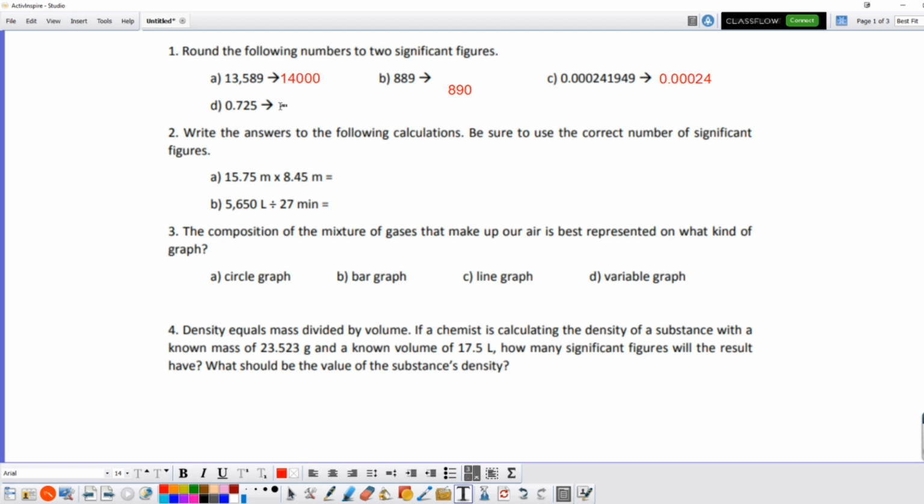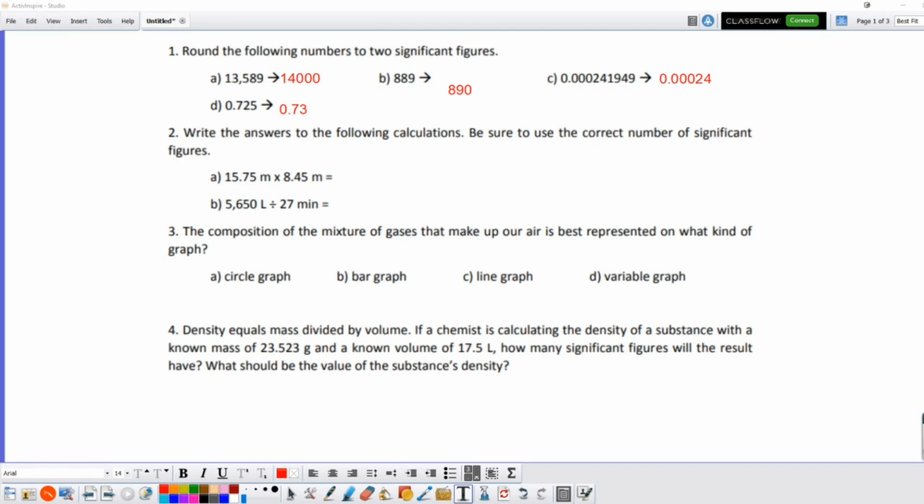And finally, our last one, 0.725. The first 0, not significant. 0.7, so that's our first sig fig. And then our second sig fig is going to be 2, but we got to make sure that the number after it doesn't round it up, and in this case it does. 5 does round it up. Okay, so there's number 1. Those are all of the numbers rounded to 2 sig figs.